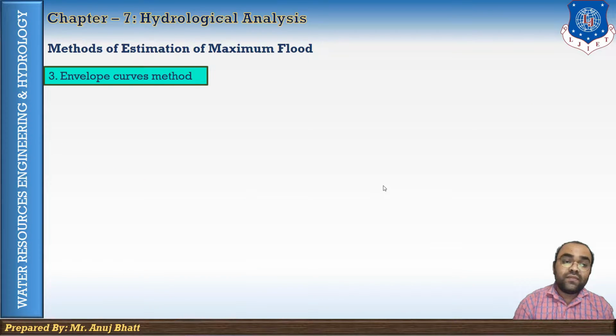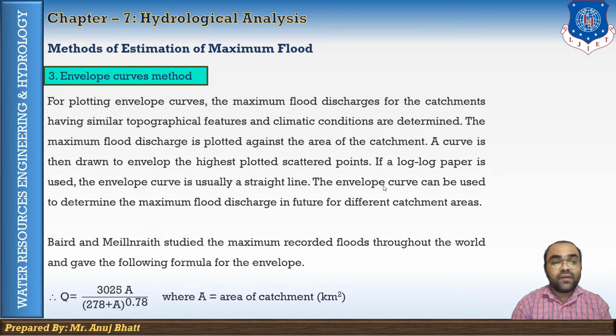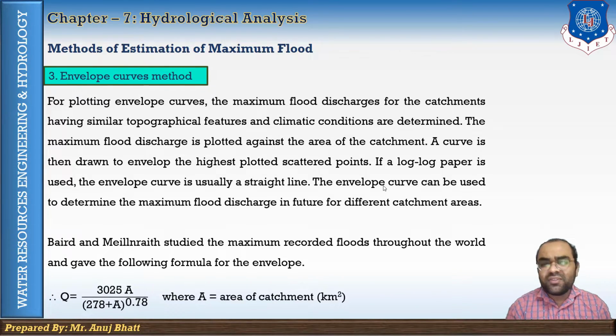Now the third method is the envelope curves method. For plotting the envelope curves, the maximum flow discharge for the catchments having similar topographical features and climatic conditions is determined. The maximum flow discharge is plotted against the area of the catchment, and a curve is then drawn to envelop the highest plotted scattered points. If a log paper is used, the envelope curve is usually a straight line, and the envelope curve can be used to determine the maximum flow discharge in the future for different catchment areas.